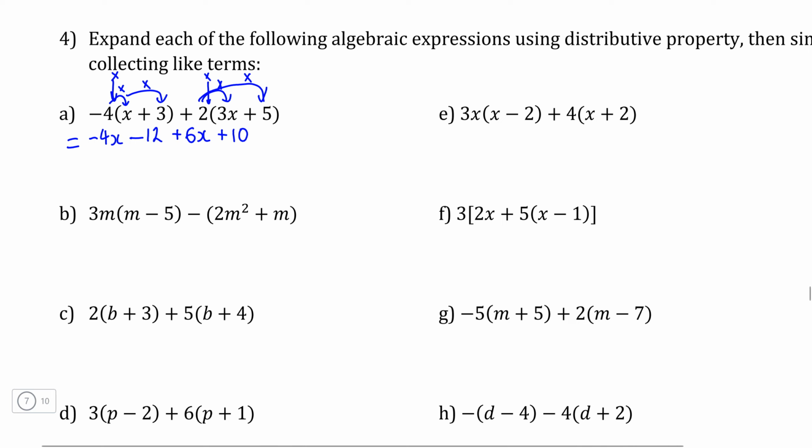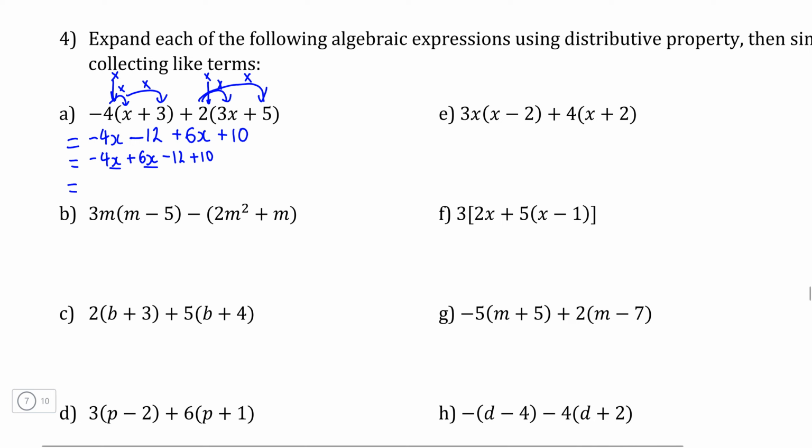Now, at this point, we can recognize that we have two sets of like terms, that being -4x and +6x would be like terms because, again, same variable and same exponent, whereas -12 and +10 would be like terms because these are the constants in our polynomial.